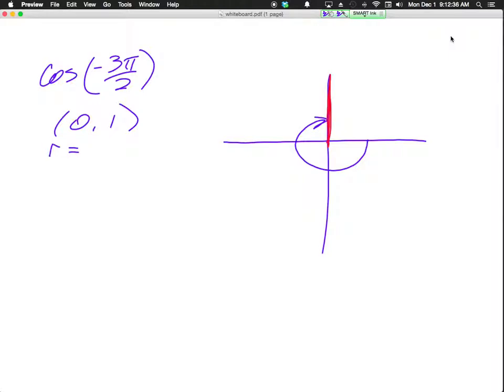So what is r going to end up being? r is going to end up being 1. We should have figured that out by now. So what's the definition of cosine? x over r. So what's my x? 0. What's my r? 1. What is 0 over 1? 0.